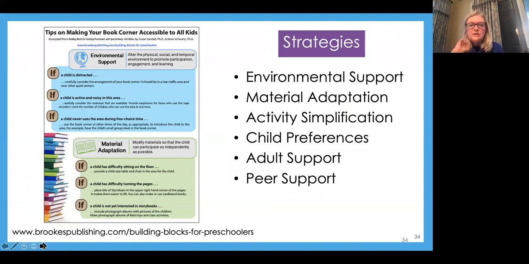And then this is just another resource. It's also on your resource sheet about making book corners accessible to all kids. And it goes through all kinds of different ideas around environments, material adaptations, adult support, child preferences. So again, just a really good resource to have.